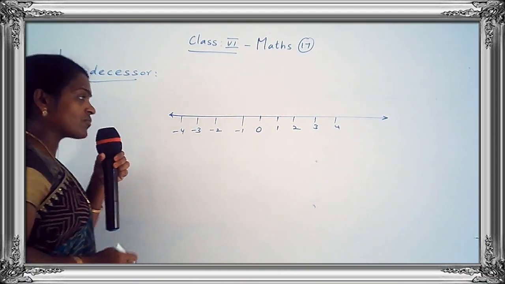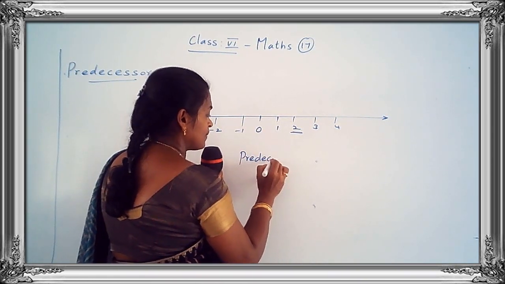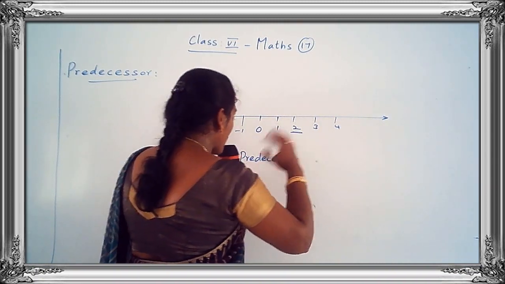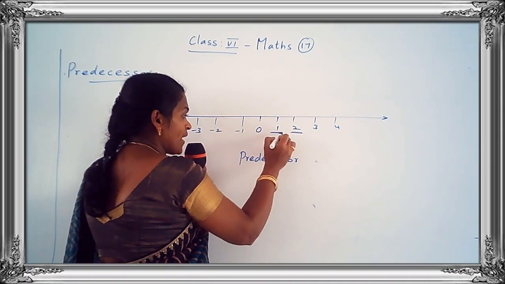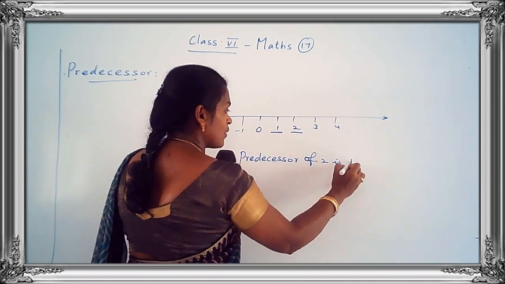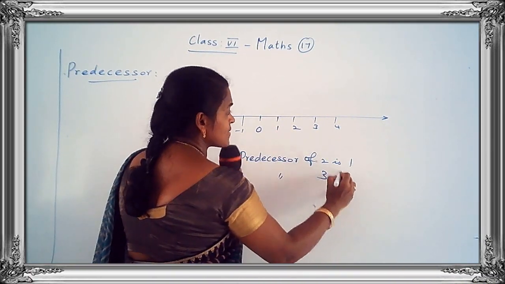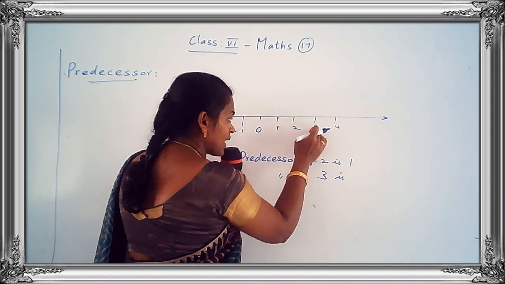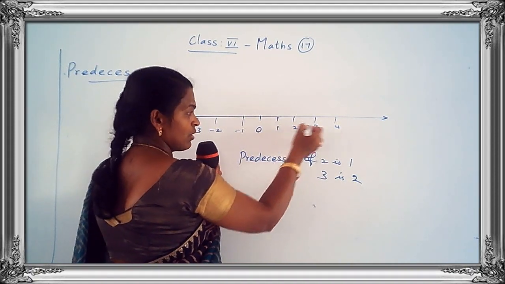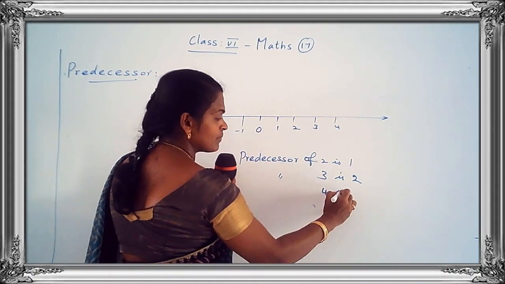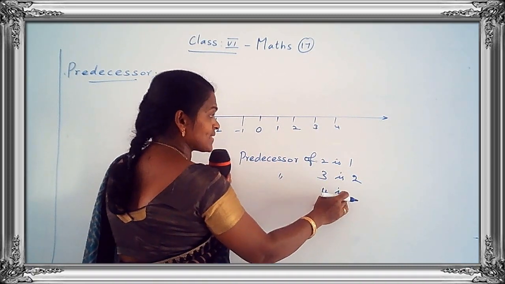Okay children, now you say the predecessor of 2. Predecessor means before a given number. What is before 2? 1. So the predecessor of 2 is 1. Predecessor of 3: what's the before number? 2. So the predecessor of 3 is 2. What is the predecessor of 4? The before number is 3 only. So the predecessor of 4 is 3.